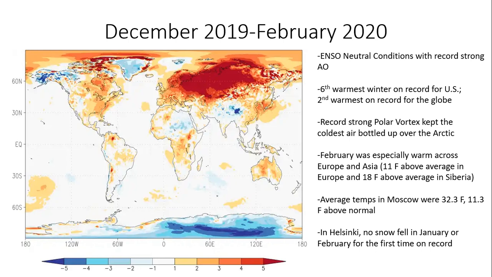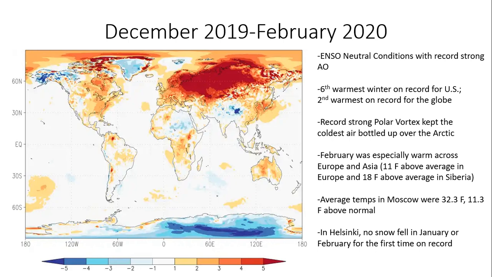And I mean, look at the graphic on the left. Look how warm it was across Europe, Siberia. That's where the heat of the winter was focused. Just unbelievable. Alaska was colder than normal this winter. But this overall was the 6th warmest winter on record for the U.S. The 2nd warmest winter on record for the entire globe.